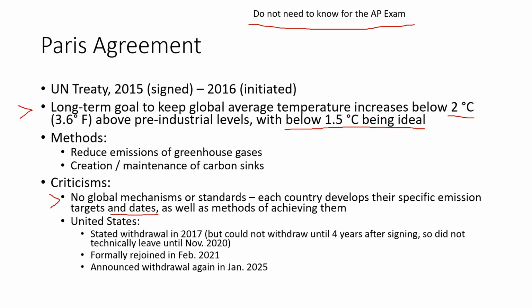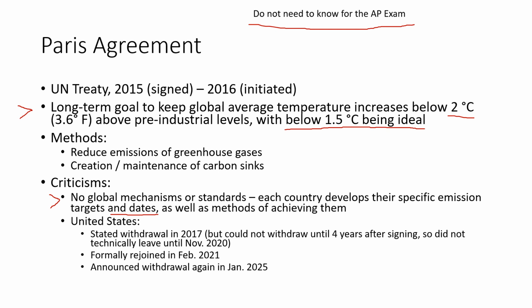So we can say we want to reduce our emissions by 10% by 2030, or we want to reduce our emissions by 10% by 2050. There's no rules or set methods of achieving those goals. And there's no penalty for not hitting those targets. There's no penalty for not really complying with the treaty at all. You can sign it and then not do anything, and there's no penalty.